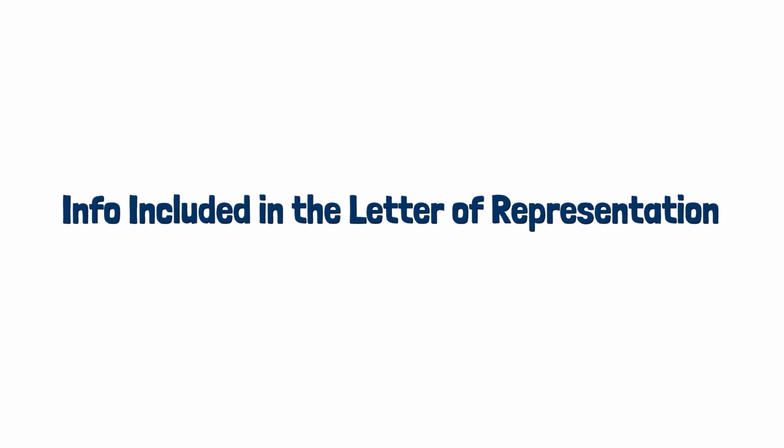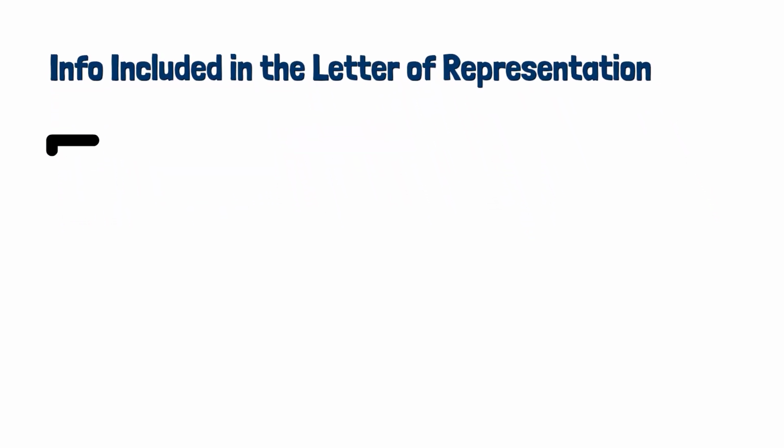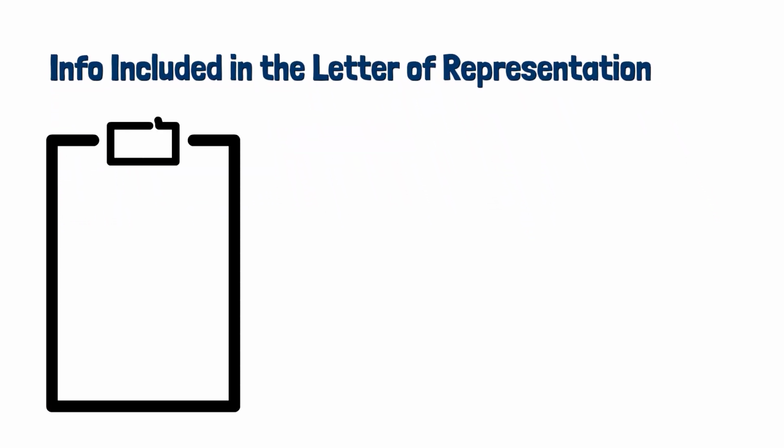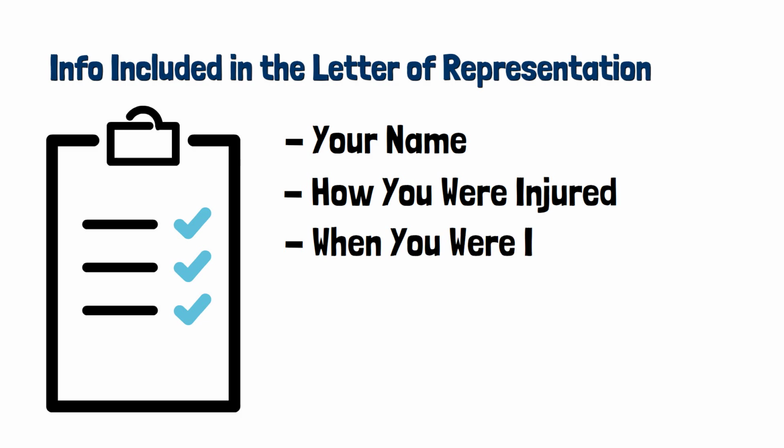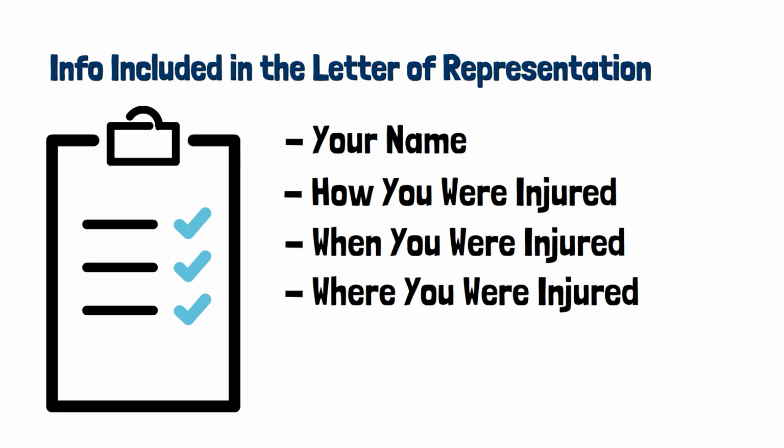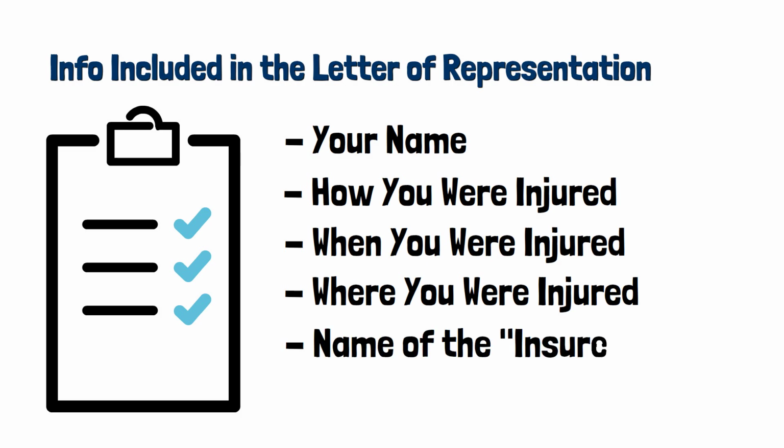The letter of representation will typically include basic information that will help the other side understand what the case is about. Some of this information could include your name, how you were injured, when you were injured, and where you were injured. And if we have the insurance information, we might include things like the name of the insured person and the claim number. Now, let's talk about the request for insurance information.